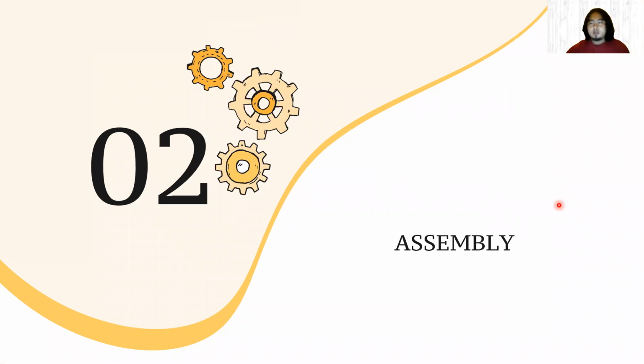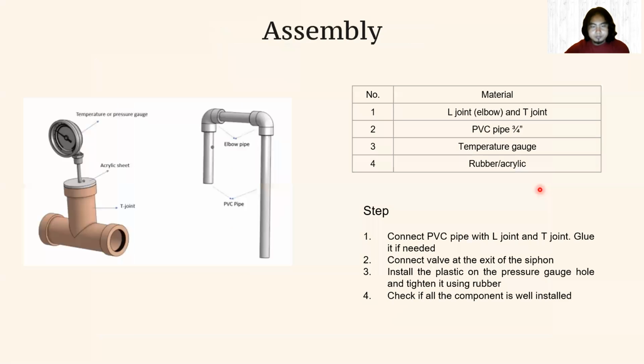And next is about the assembly. The first thing is doing the assembly of the siphon itself and the assembly of the temperature gauge. Here we need an L joint and T joint and also PVC pipe. The size is about 3/4 inch, and then the temperature gauge and rubber or acrylic.